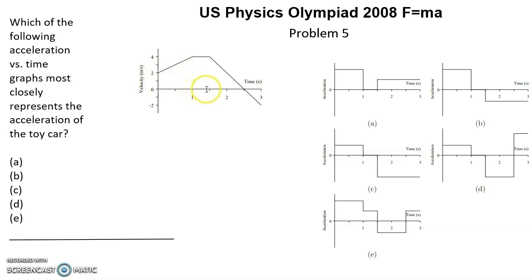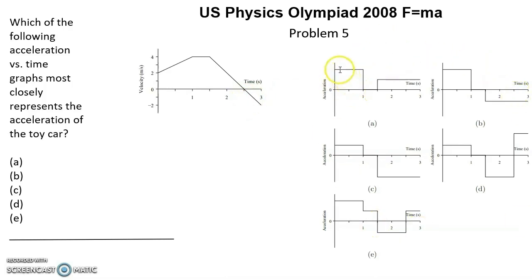From 1 to 1.5 we have 0 acceleration. And from 1.5 till 3 we have negative acceleration, negative 4. So here we have positive 2, 0, negative 4. Let's check all these 5 graphs.